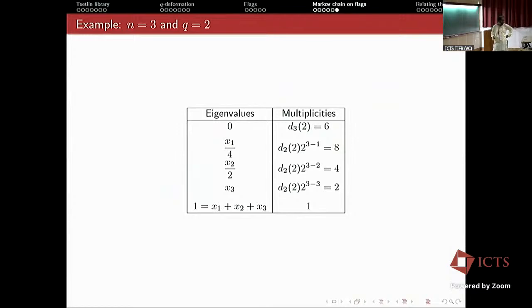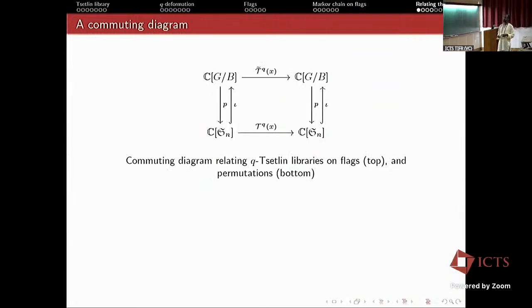Okay. All right. So let me relate the two at the end. There are actually two commuting diagrams that help us. So our Markov chain, this is the original Markov chain we wanted to study on CSN.